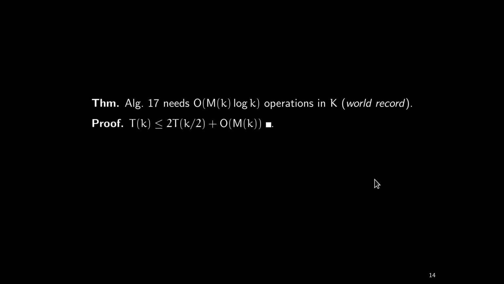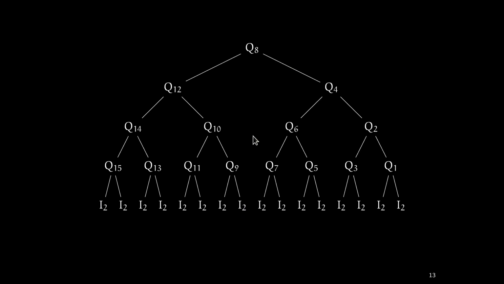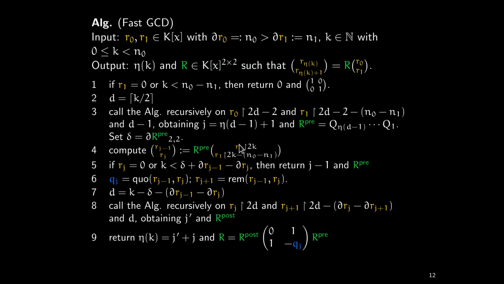The argument is the same as before. There's this recurrence that says the runtime in terms of k is bounded by the runtime of two recursive calls plus the runtime of a single multiplication of size k. Let's see where the multiplication is.